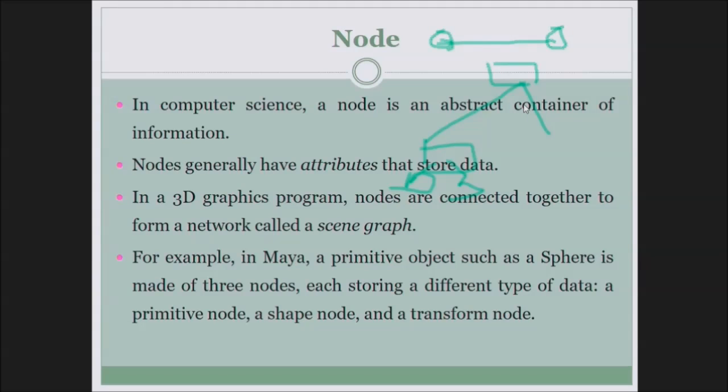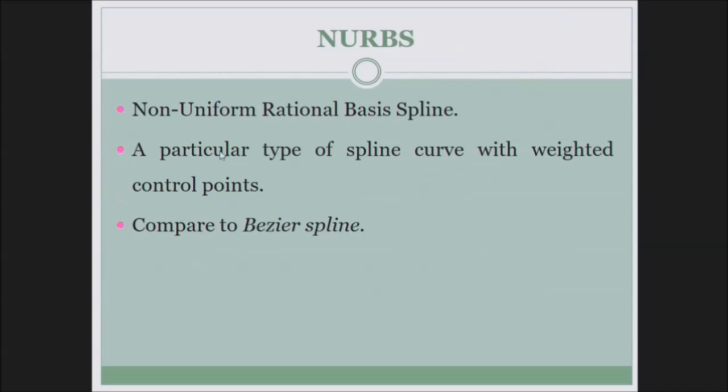For example, in Maya, a very famous software, a primitive object such as a sphere is made of 3 nodes, each storing a different type of data: a primitive node, a shape node, and a transform node. Then NURBS. NURBS are non-uniform rational basis splines. This is a particular type of spline curve with weighted control points. It's a type of spline curve only.